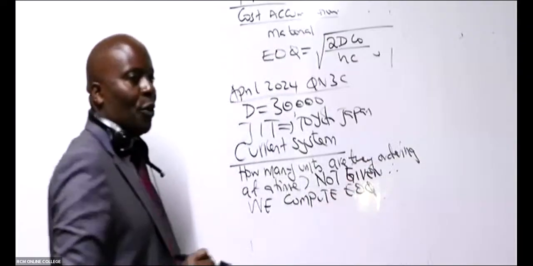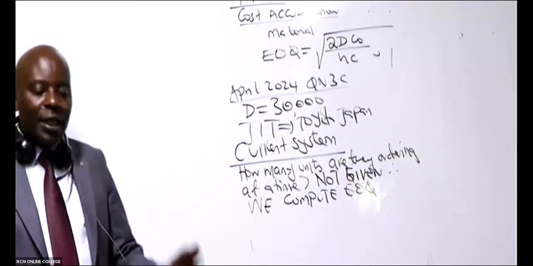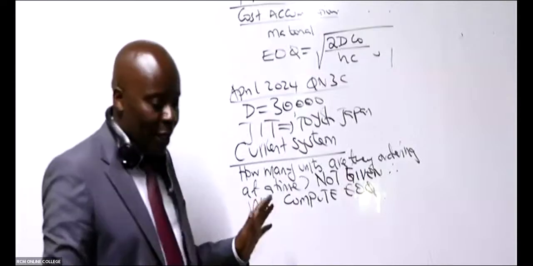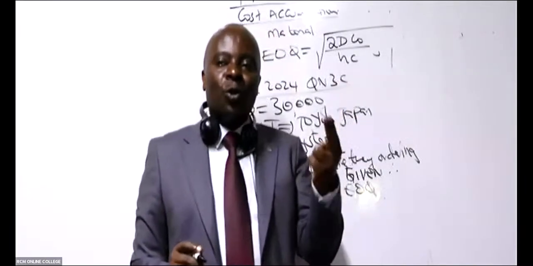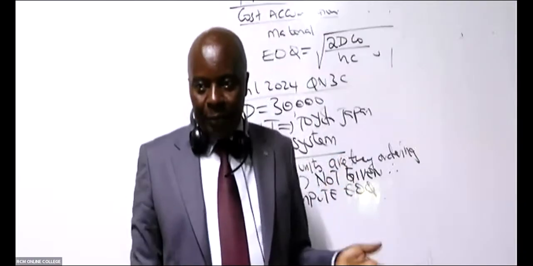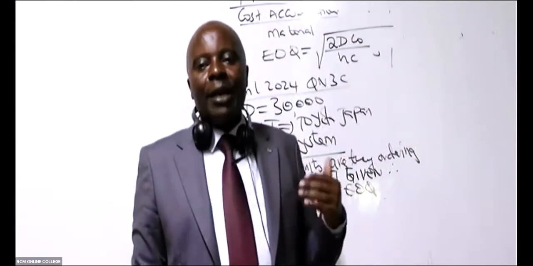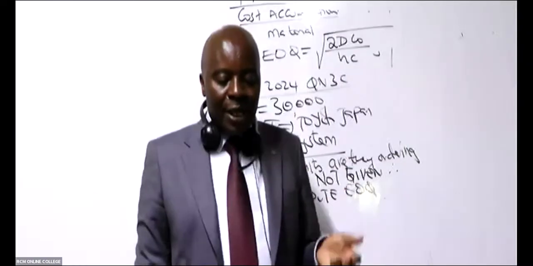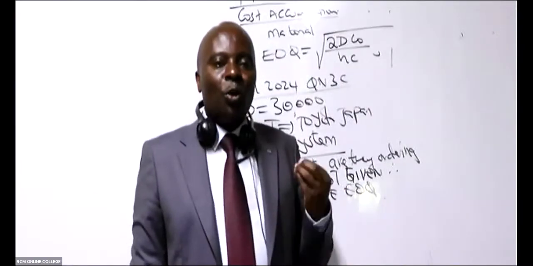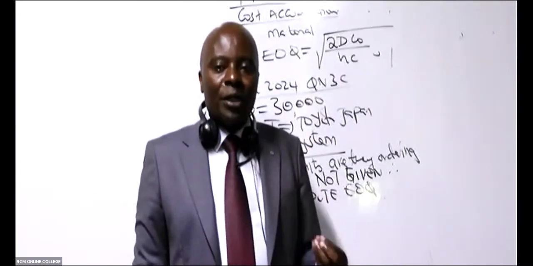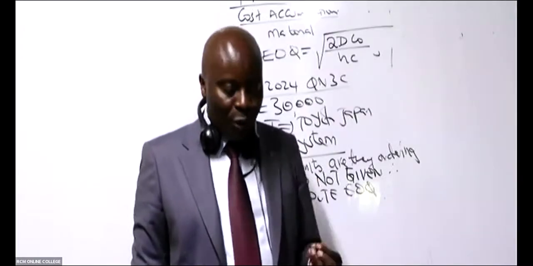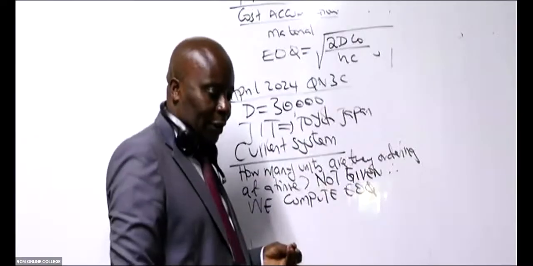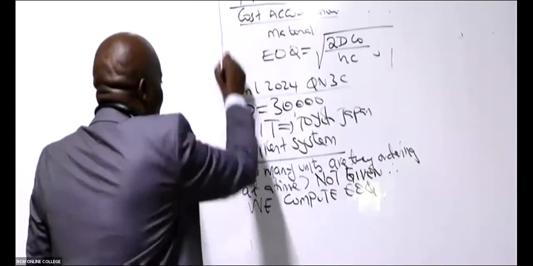Under this current system, nowhere have they told us that, for example, every time they are ordering 2,000 or 3,000. So in the absence of a quantity being given, being prudent, we would always want to minimize our cost, and therefore we shall order the EOQ. So then let's compute this EOQ, all of us.